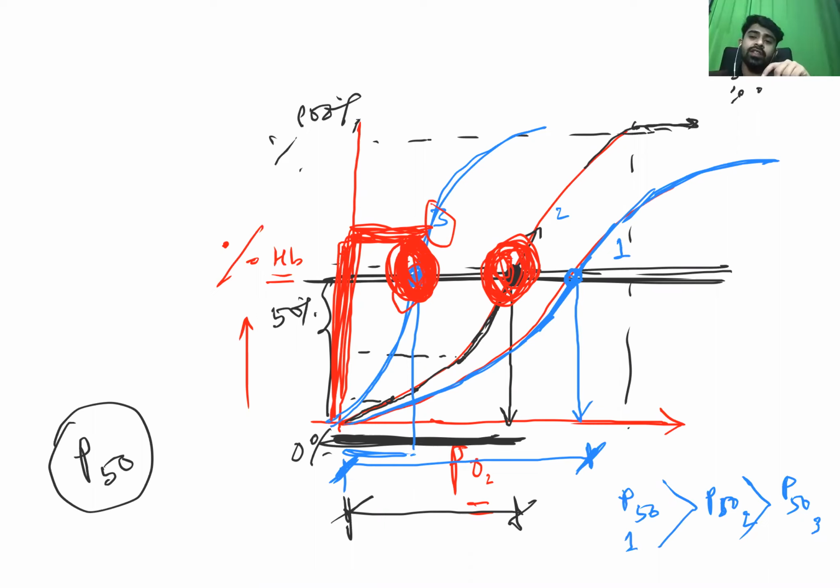Less, yes. Because you need to put more oxygen to get the same concentration, to get the same saturation. Okay, I'm explaining in a very simple way, okay? I'm considering 3 people: number 1, number 2, and number 3, okay?